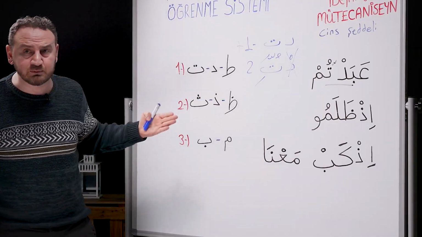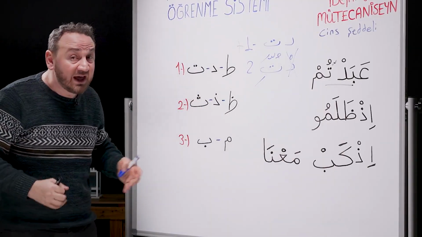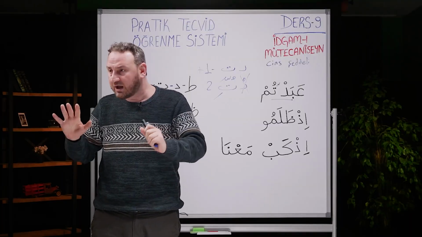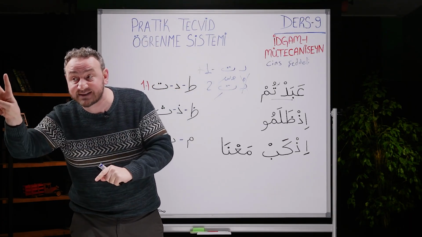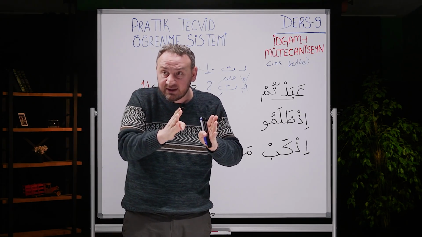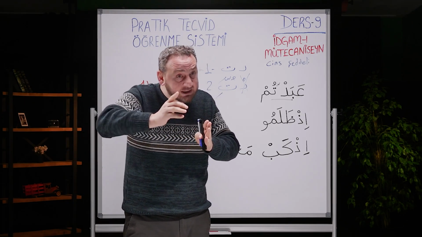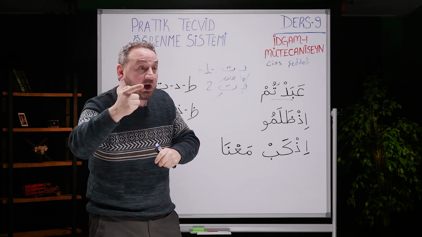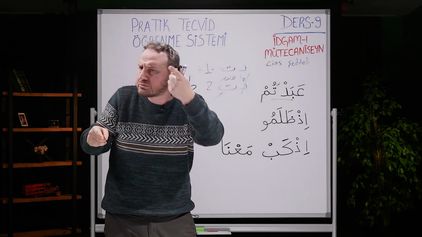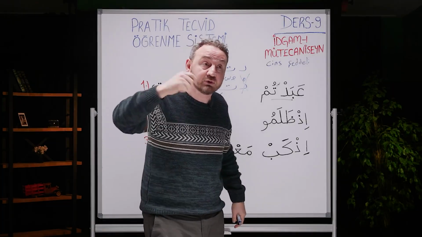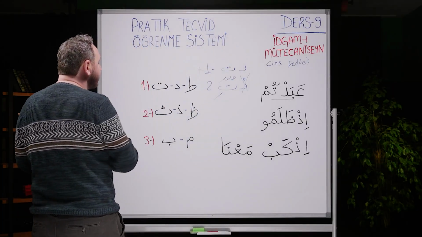Our second group of letters is tha, dhal, ba, ta. They are also the same kinds of letters. See these letters? At least two of these letters must come next to each other. After coming next to each other, what does the first letter have to have? A jazm. What should the next letter have? Any of the haraka, fatha, kasra, damma. What happens after that? Also Idgham Mutajaanisayn.